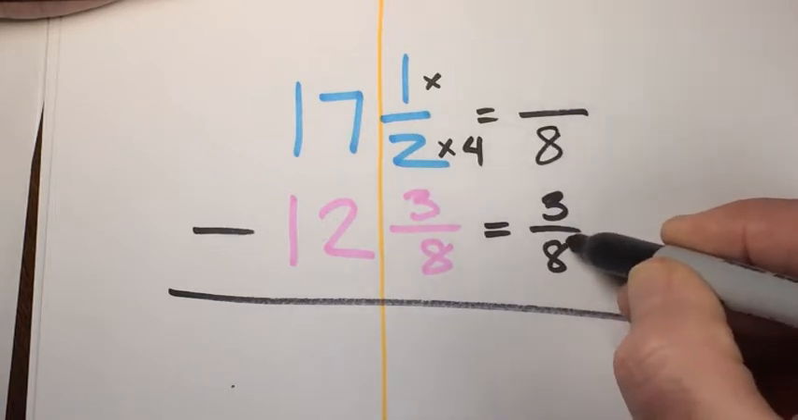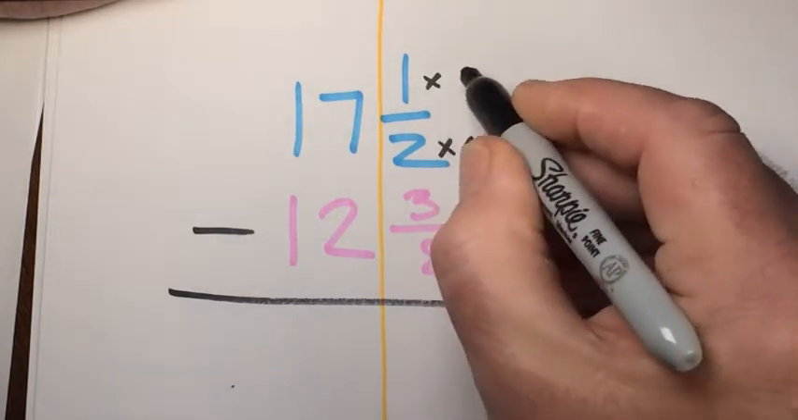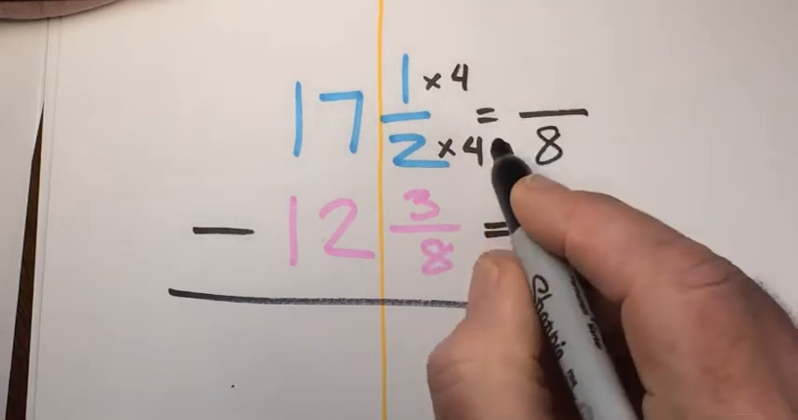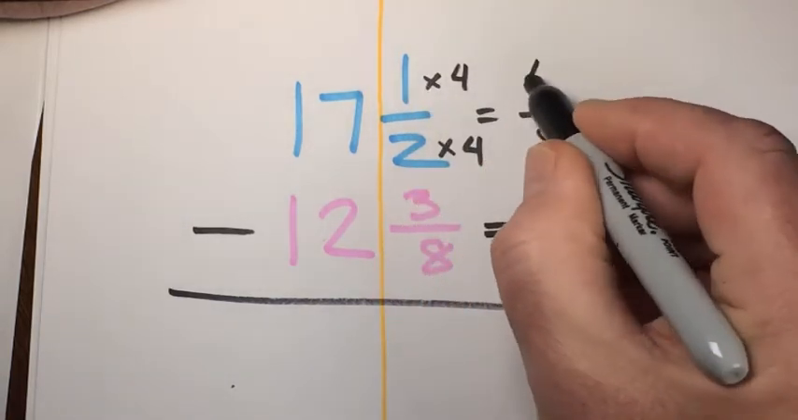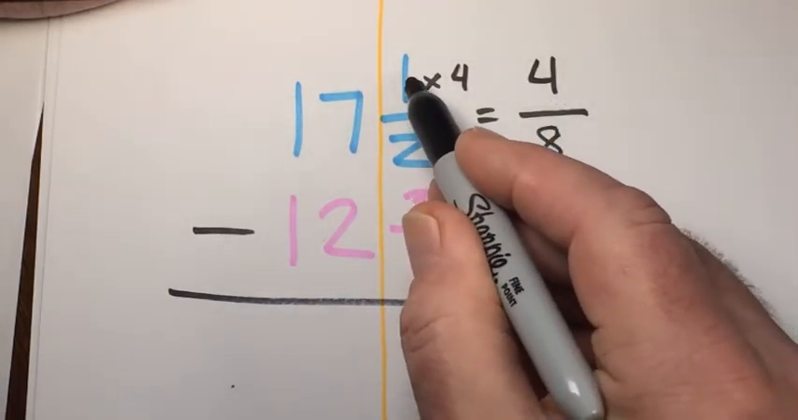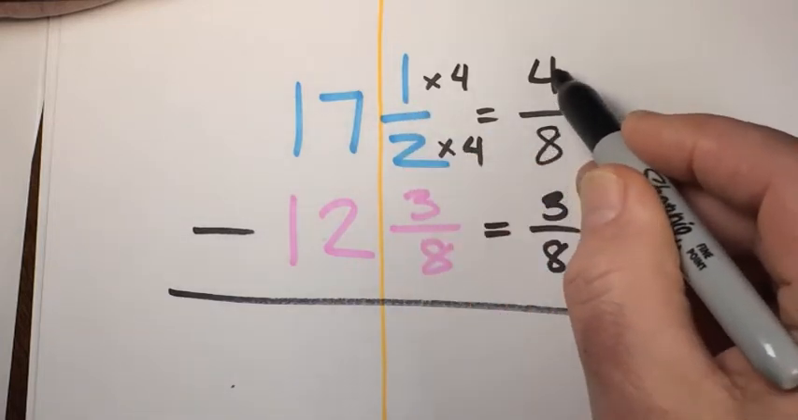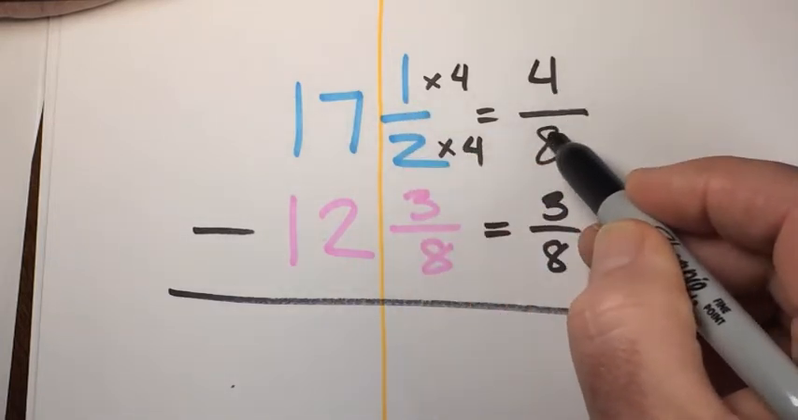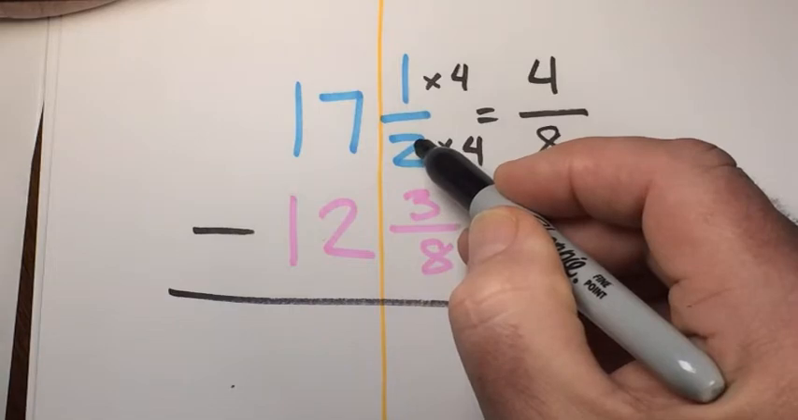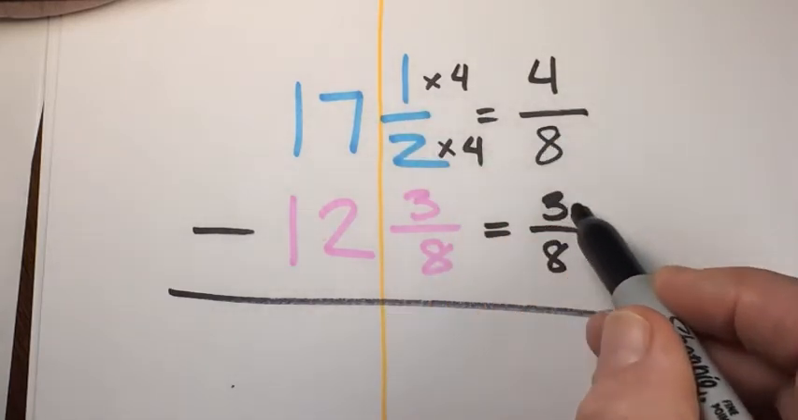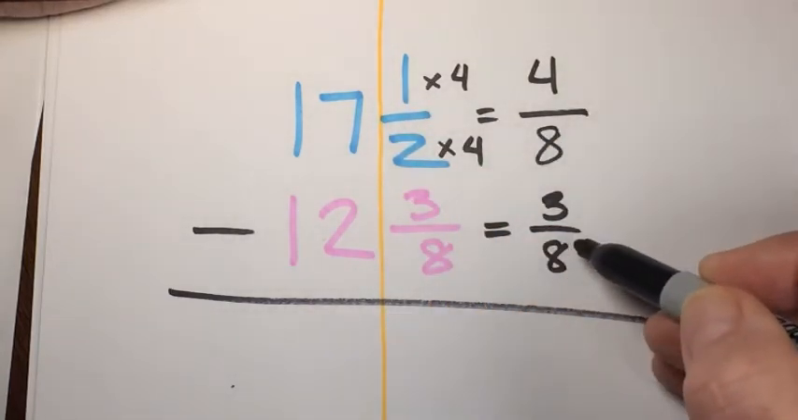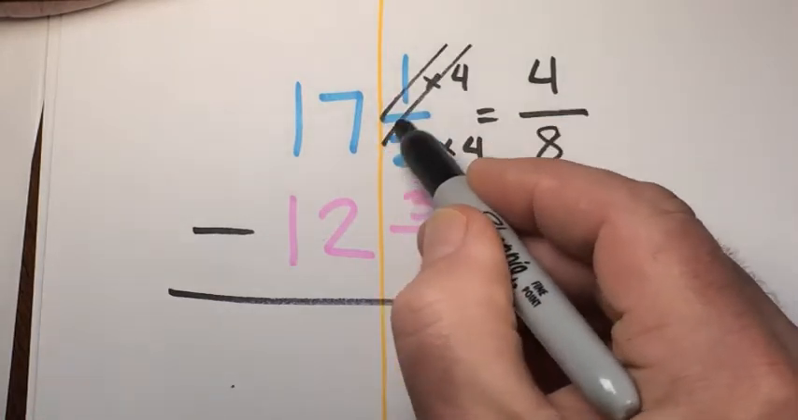Now they have the same denominator. You have to change the numerator. I'll change it by doing the same number on the top. So 4 times 1 is 4. And you'd agree that 1/2 is the same amount as 4/8. 4 out of 8 is the same as 1 out of 2 parts. And so they're the same amount, but now they speak the same language, and we can do the math now. So I'll go ahead and get rid of this now. Don't need it.